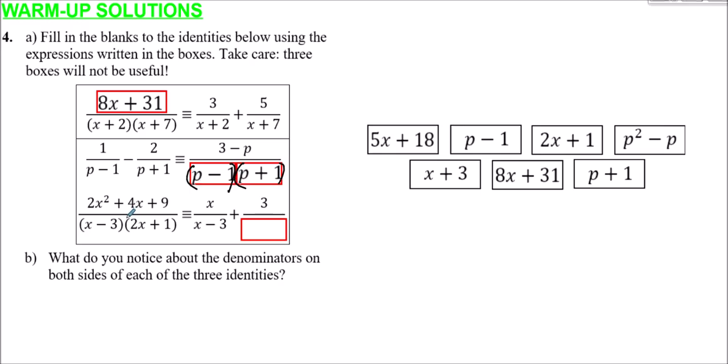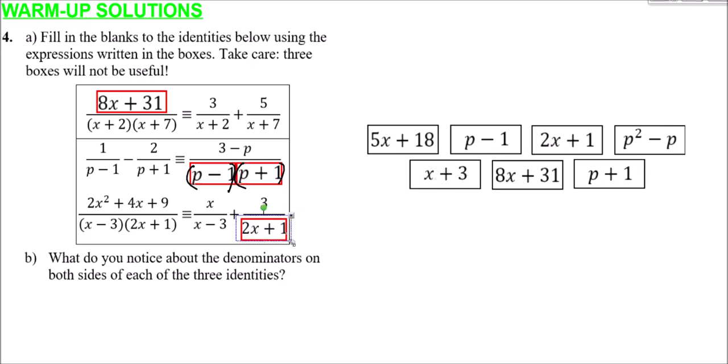And finally this one, 2x squared plus 4x plus 9 all over x minus 3 brackets 2x plus 1. Again, look at these denominators. x minus 3 appears over here, and if you've tried it, you should see that 2x plus 1 appears in the other one.